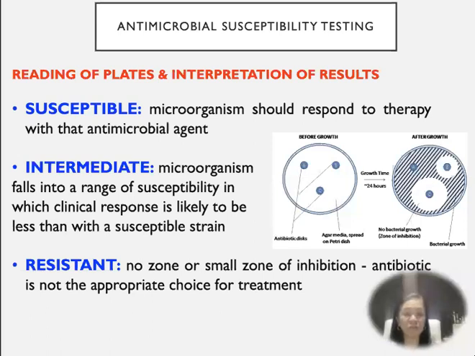Intermediate. Pag intermediate, meron siyang effect. Yung drug ay may effect sa organism, pero dili lang yun ingon ka dako compared sa susceptible reaction. Like this one, si B. Si C, susceptible kay dako kaayo. Pero dapat i-measure gid ang iyang zone of inhibition, yung diameter.